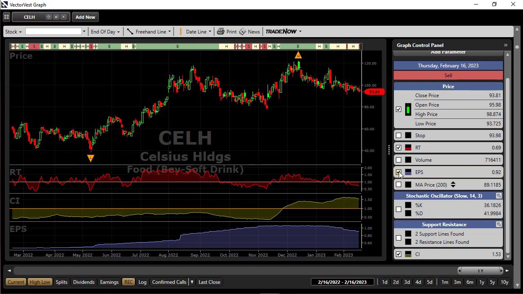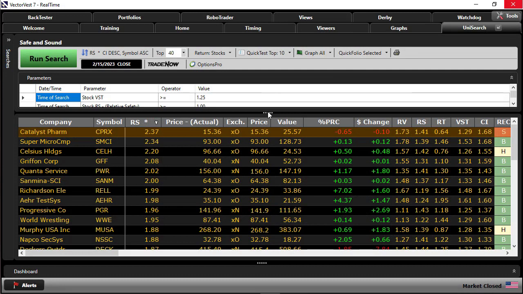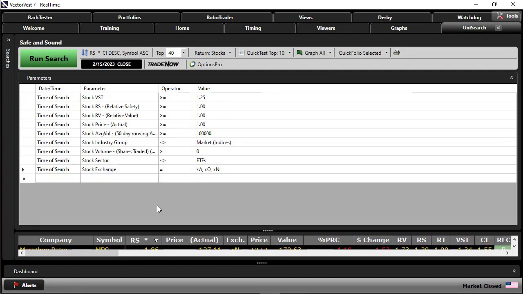So how am I going to find stocks like that? That's probably the next question. Great, you're showing us this, you're letting us know what to look for. But how can I find stocks right now that meet the criteria that I'm talking about? Very, very simple. You could take the safe and sound search and add a one-line parameter.